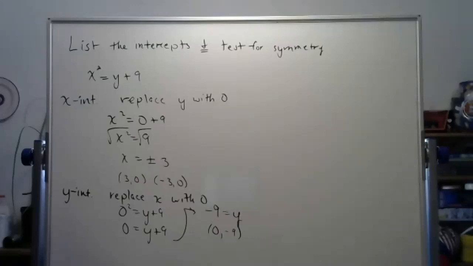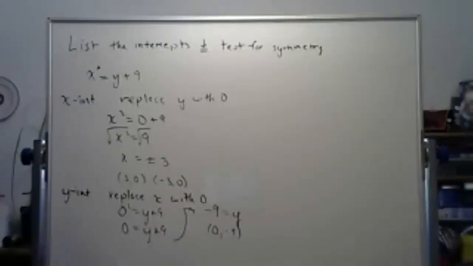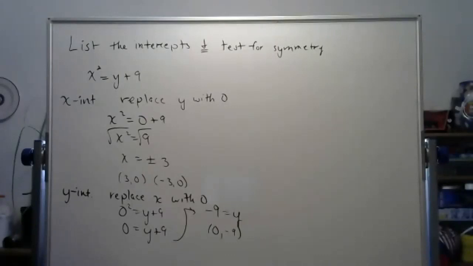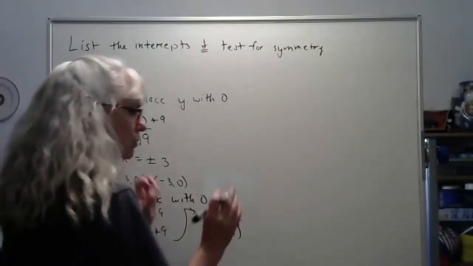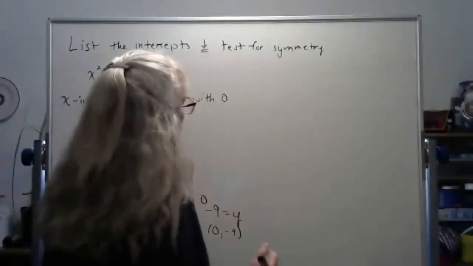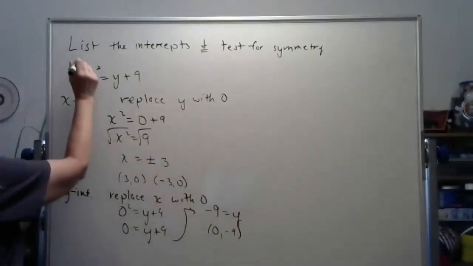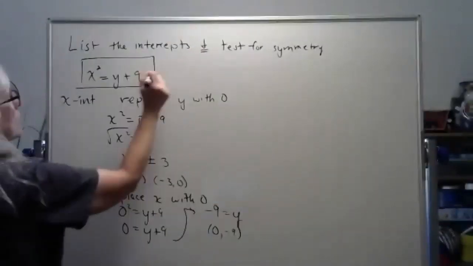Okay, so that's the easier part. Now we have to go test for the symmetry, which I think is one of the hardest things, believe it or not, that we will do, because it's just kind of wrapping your head around what's going on. So this is the original sitting right here. So here's our original.